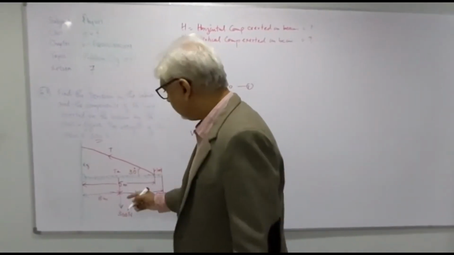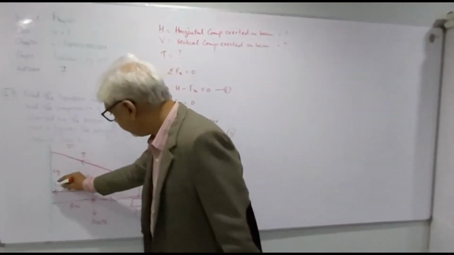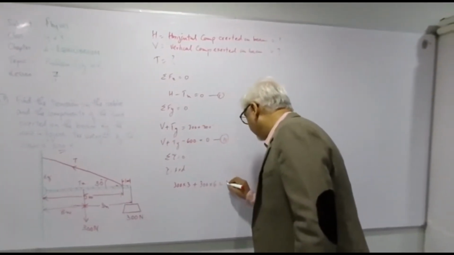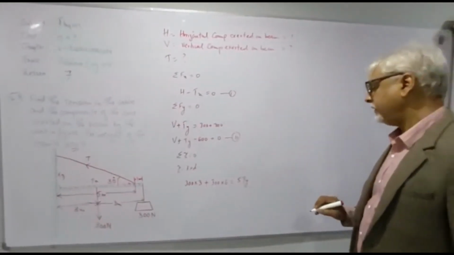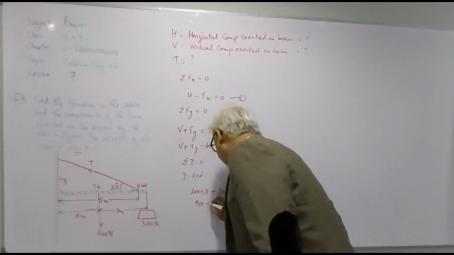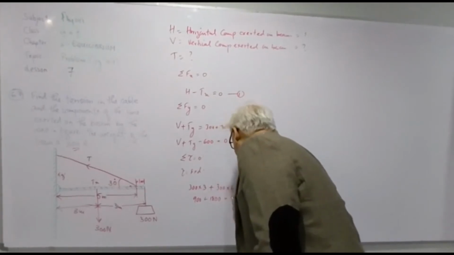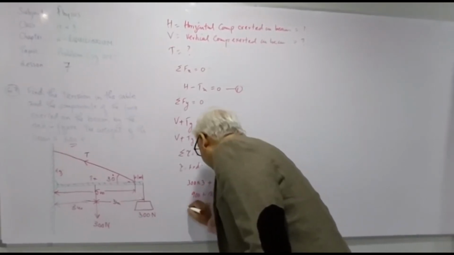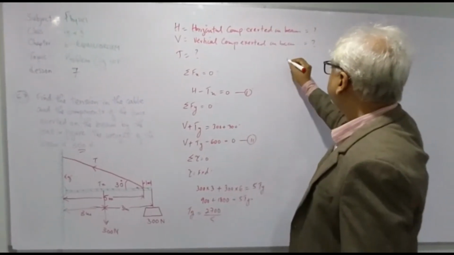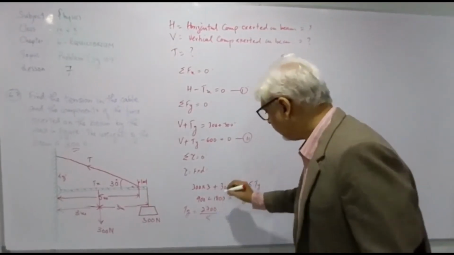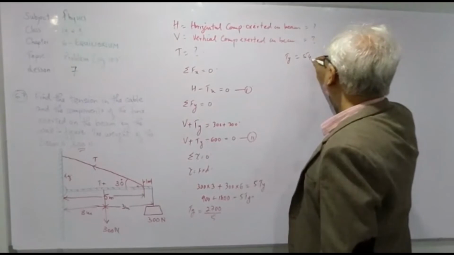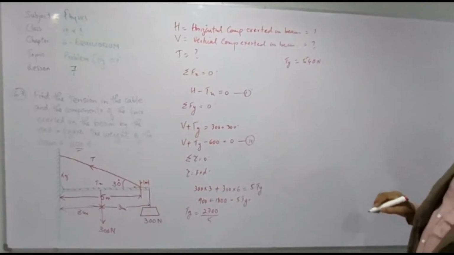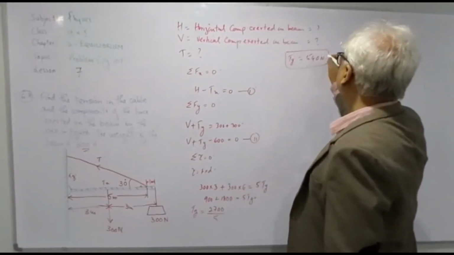Now over here the cable is attached at a distance of 5 meters. So we say this tension Ty times 5 will give you 5 Ty. So this will give you 900 plus 1800 equals 5 Ty. This gives you 2700 upon 5 equals Ty. So Ty equals 540 Newton. Let's call this equation number 4.